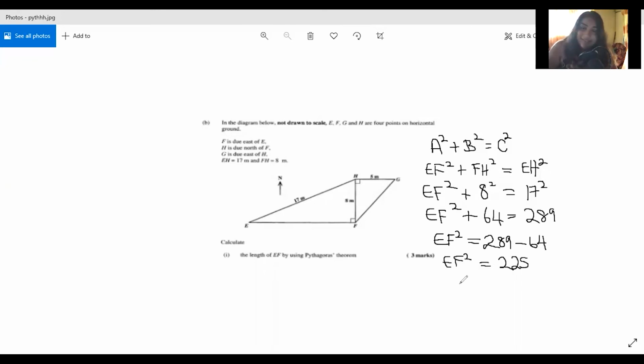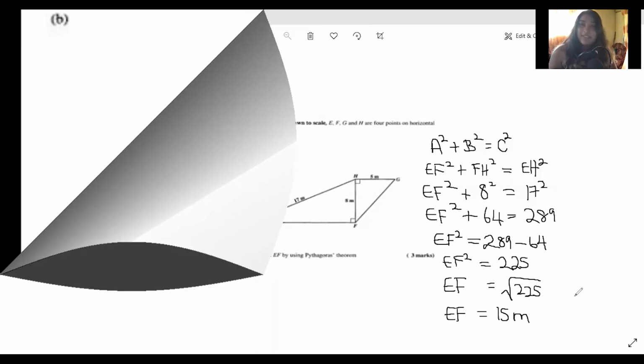Let's work out EF. When we're solving, it's just to find the square root of 225, which will give us 15. And we'll get the answer for the length of EF. Our units in this particular case was meters, so we also write our answer in meters.